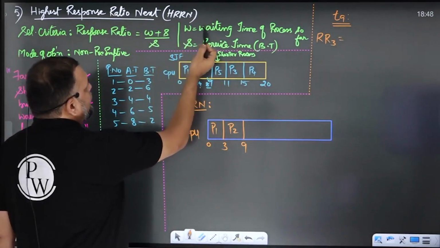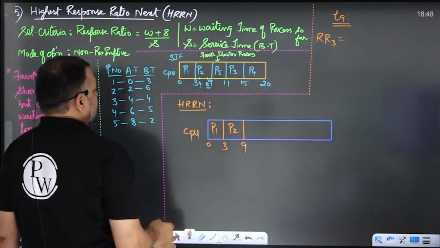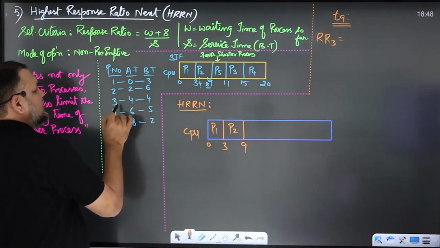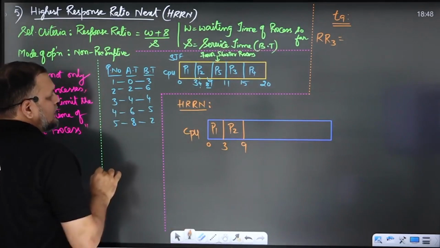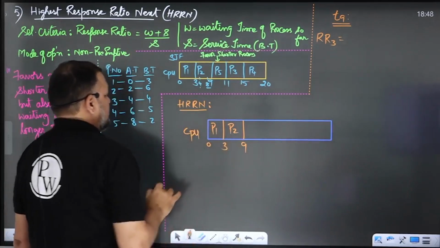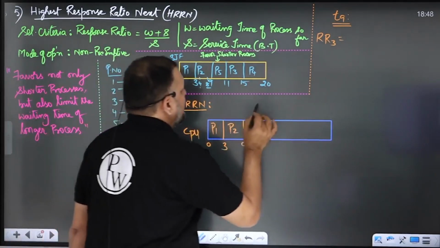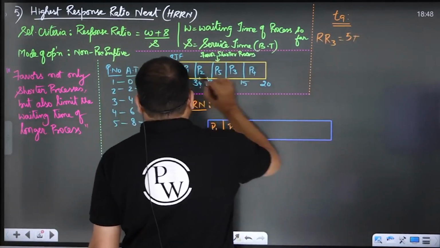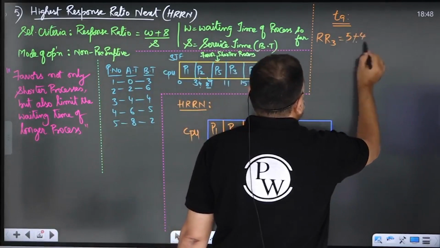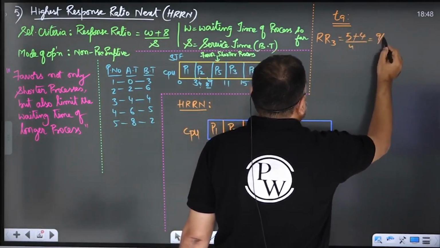What is W? The waiting time of the process so far. P3 came at time 4, and right now the time is 9. So from 4 to 9, it has waited 5 units. Its burst time is 4, so (5 plus 4) divided by 4, that is 9 by 4.